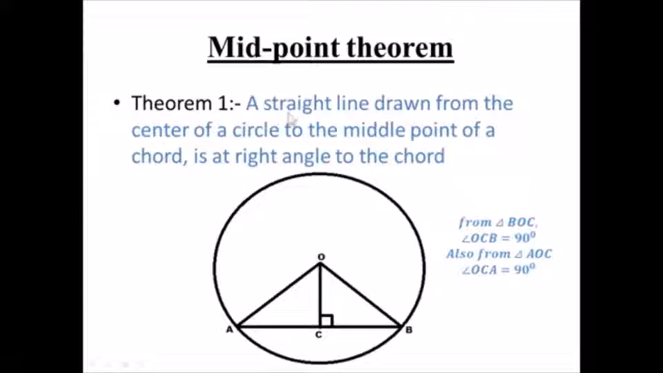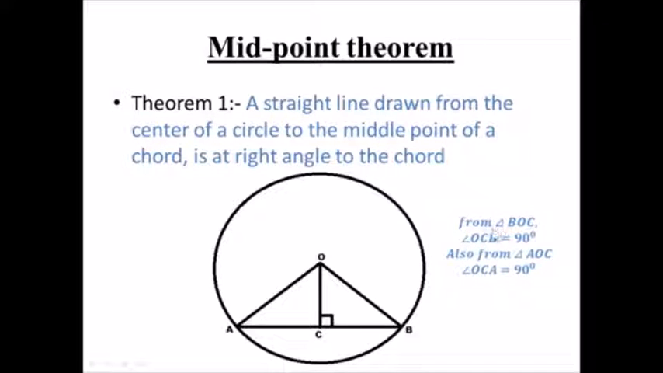The first theorem says that a straight line drawn from the center of a circle to the middle point of a chord is at a right angle. As you can see in this circle, we have radius AO, radius OB, and a chord AB. A line is drawn from the center O to point C, which is the middle of the chord AB. The theorem is saying that the angle that is formed here is 90 degrees. That is, when you draw a line from the center of a circle to the middle of a chord, the angle formed there is going to be 90 degrees.